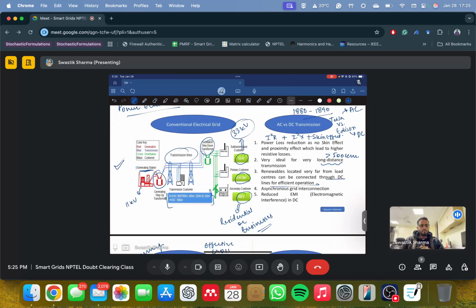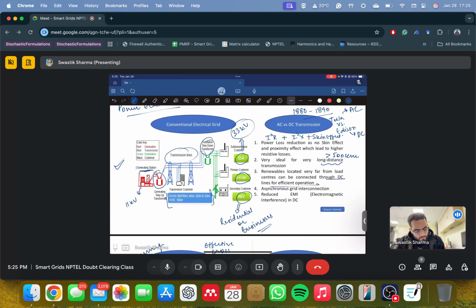Okay. So you don't want them to be lossy, because the renewables are generally at remote locations, and the load centers are at different locations. And you can connect these using a high voltage DC transmission line.